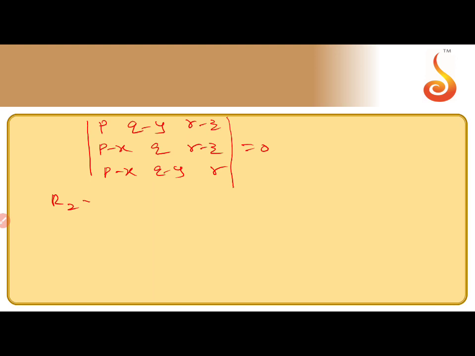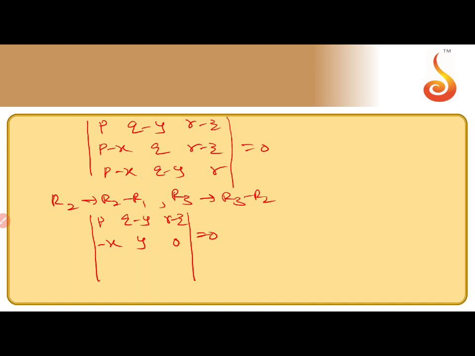What you can do is use row properties: R2 as R2 minus R1, and R3 as R3 minus R2. If you apply these properties, R1 remains the same. R2 minus R1 gives p−x−p, p cancels, you get −x. Next q−q cancels, giving y... now 0. Next 0. Here q cancels, you get −y. Next r cancels, plus z. So now you can do the normal expansion.